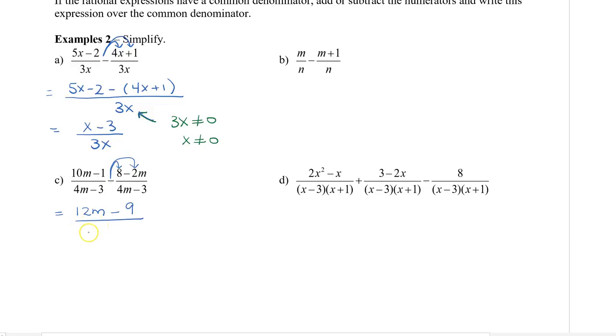And all of this will be divided by 4m minus 3. Now, once we've simplified by subtraction or addition, we always want to check to see if we can simplify any more.